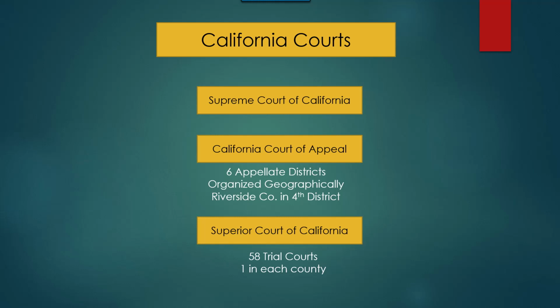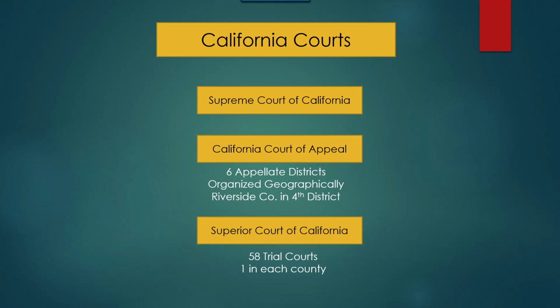They often sit to hear cases in more than one location. For example, the Superior Court of Riverside County sits in Riverside, Indio, Palm Springs, Banning, and a few other places. There are two appellate courts in California. The intermediate appellate court is called the California Court of Appeal. Notice there's no S at the end of appeal.